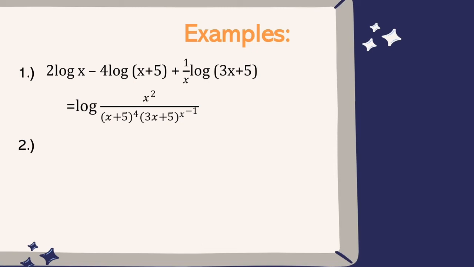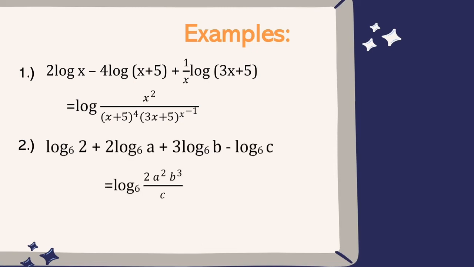Firstly, we have to determine the properties that could be applied. Here we have the product rule, the quotient rule, and the power rule. In converting, we apply the power rule first, then apply the product rule to the sum. Finally, we apply the quotient rule to the difference. So in the condensed form, it is log of x squared over (x plus 5) to the power of 4, (3x plus 5) to the power of negative 1.